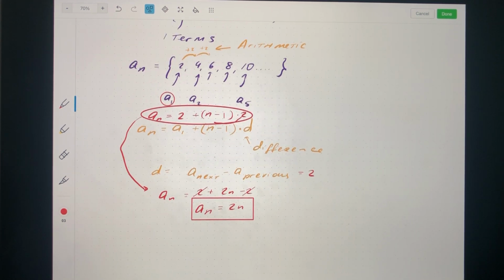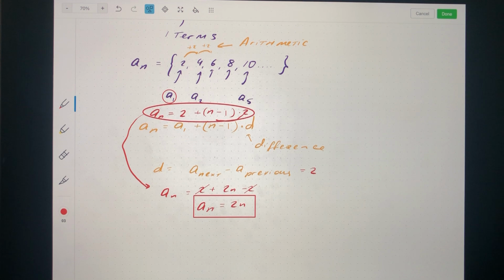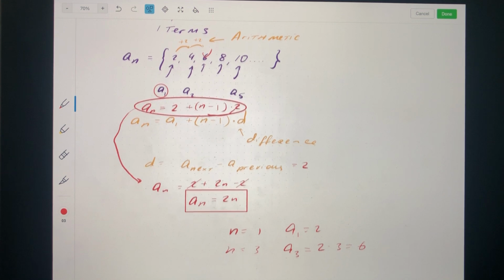Now let's see if it works. If n happens to be 1, what do we get? Well, if we plug in 1 into our formula, we get a sub 1 is 2. That works. If n happens to be 3, let's say, then a sub 3 is 2 times 3, which is 6. That works.